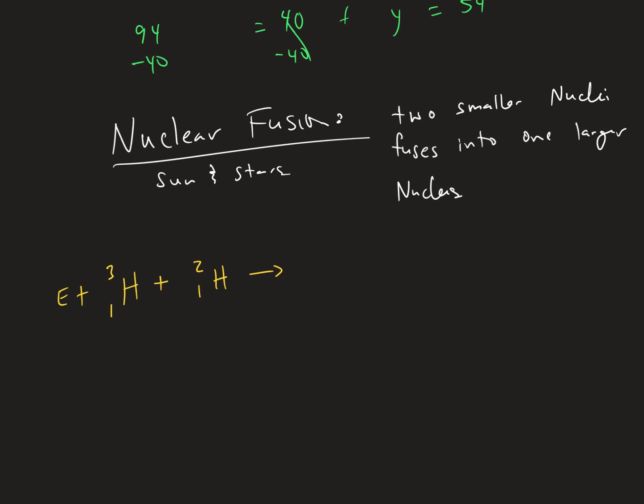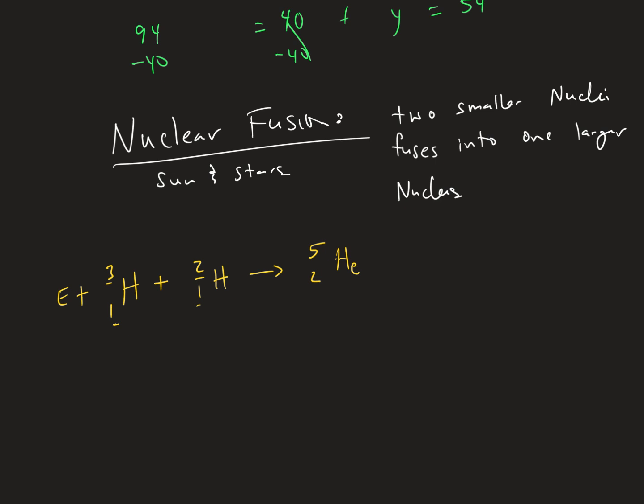And what do we get? We start with 3 and 2, so what mass do we end with? 5. You with me? 3 plus 2 is 5. 1 plus 1 is 2. What element is this? Helium, right?